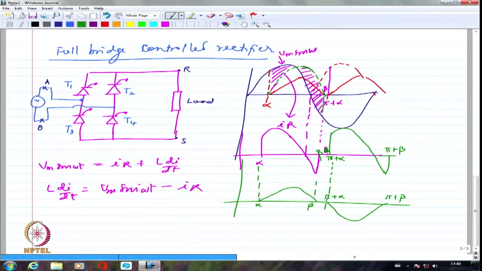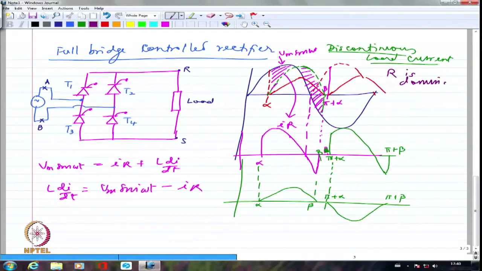So we call this discontinuous load current. This will happen when R is dominating over L, right? When R is dominating over L, the inductance stored energy becomes really minimal. Because the stored energy becomes minimal, the inductance cannot sustain the current, because the inductance has to supply the energy. If it doesn't supply the energy, the current will not be sustained.